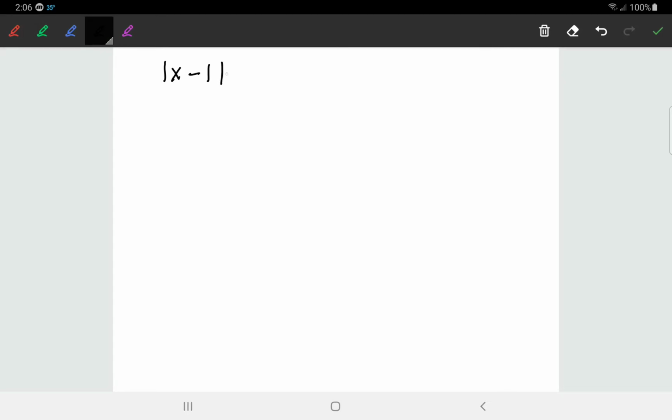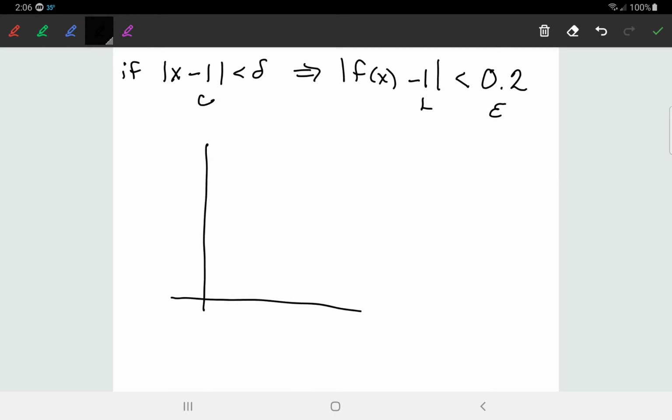Now, what we are given in this problem is that we want the absolute value of x minus 1 to be less than delta. If this, then we will have the distance between f of x minus the limit, which we are saying is 1 in this case. So this is the limit, and that needs to be less than epsilon, which they're giving us as 0.2. So this is epsilon. This is also our c up here.